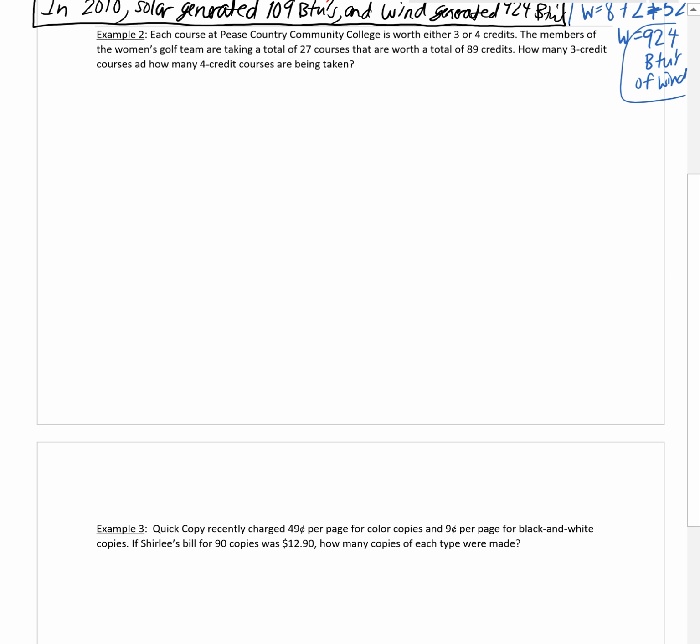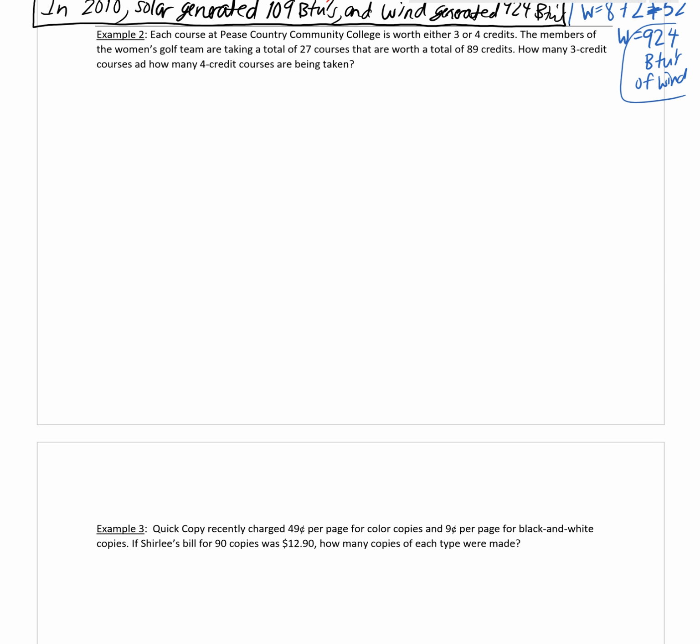So it says, each course at Pease Country Community College, I think that's not even a real thing, is worth either 3 or 4 credits. The members of the women's golf team are taking a total of 27 courses that are worth a total of 89 credits. That's a lot, huh? How many 3-credit courses and how many 4-credit courses are being taken? Okay, I think all that makes sense in my mind, so I don't have to read it again.